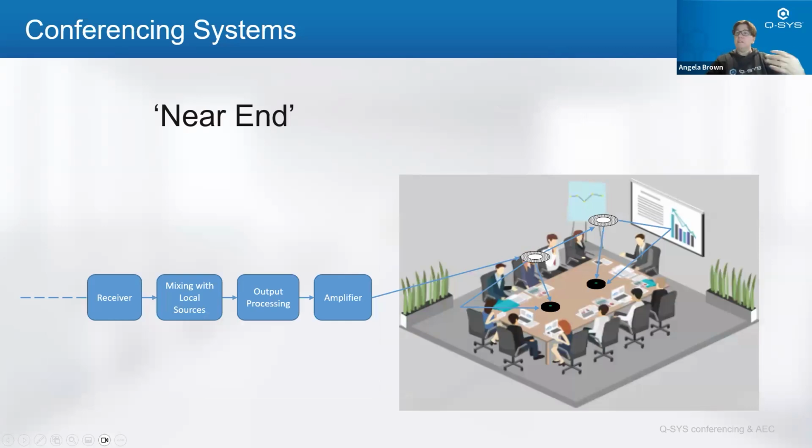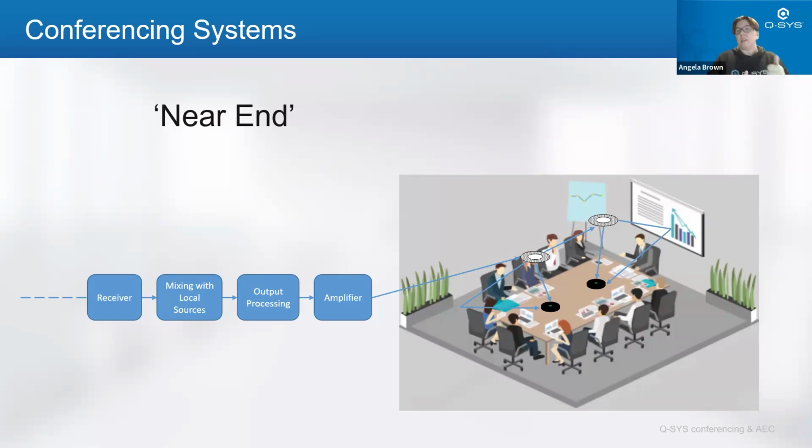So on the near end, in the room that I'm sitting in, as I like to call it, we have to receive the data. It comes into our codec, gets decoded, then gets sent to our local audio signal processor, because you've got to have one in each room. We mix it in with any local sources, send it through our equalization and all of our processing, send it to our amplifier, and then we reinforce it out of our loudspeakers.